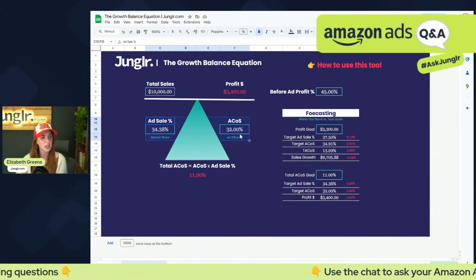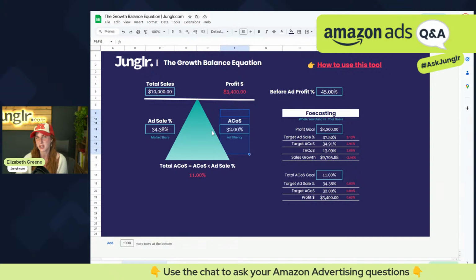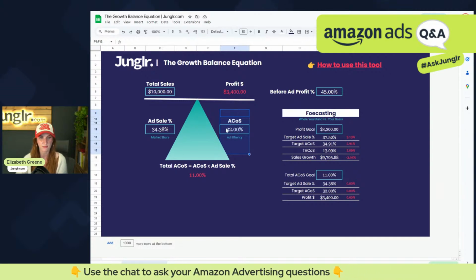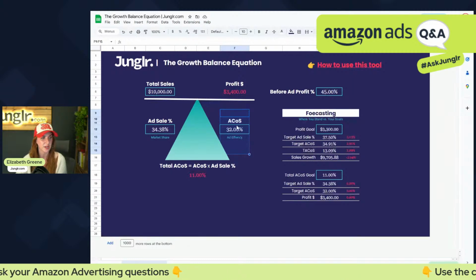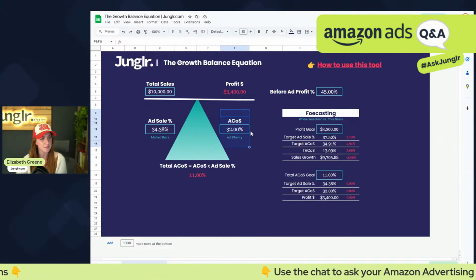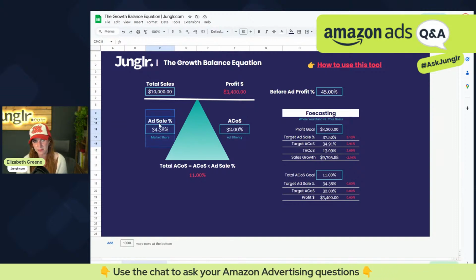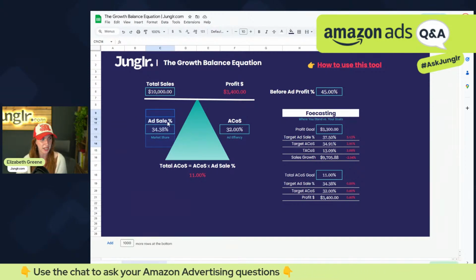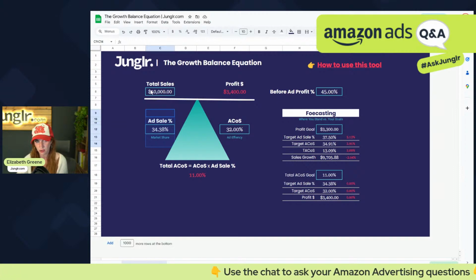So essentially, the way that you want to think about this is you want to make sure that your advertising, which is your ACoS, that's how we're benchmarking how we're doing from a profit perspective on advertising, needs to be working towards greater market share for the products. Again, organic market share. So ad sale percentage is your ad sales divided by your total sales.